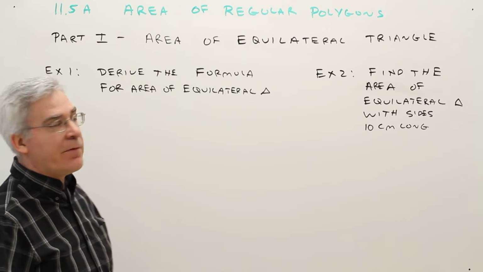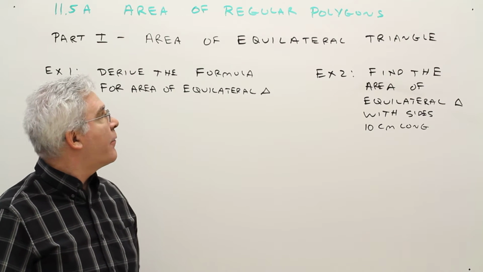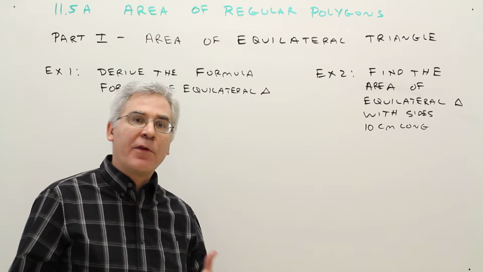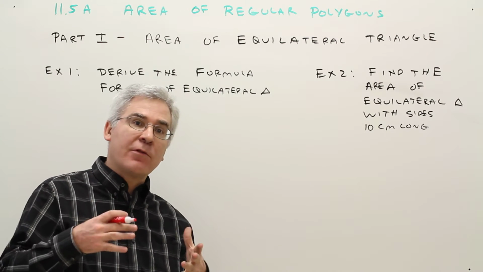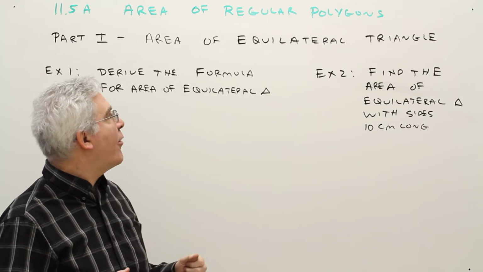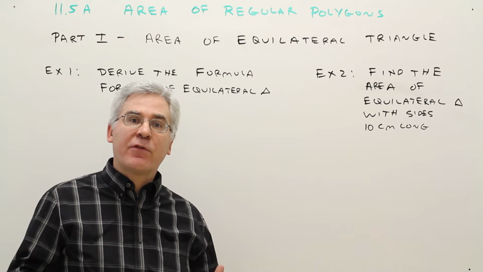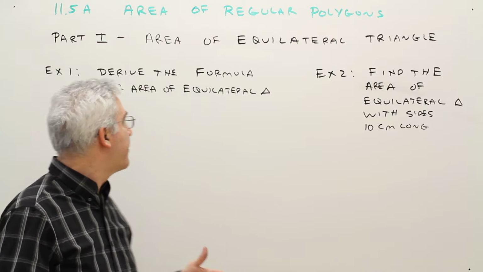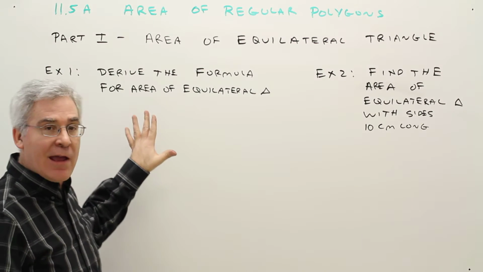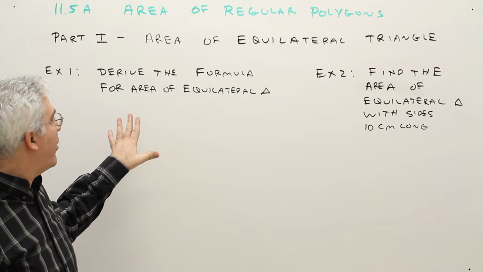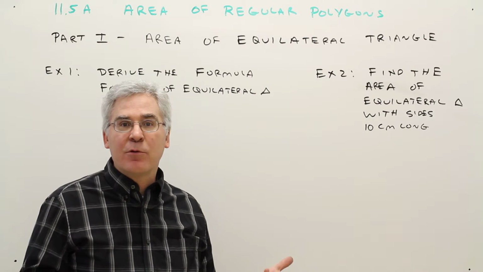Welcome to video 11.5a, area of regular polygons. This lesson is going to have two parts. The first part will be a special case of a regular polygon, the area of an equilateral triangle, and the second part will be more generic. All right, we've got two examples. First example, derive the formula for the area of an equilateral triangle, then in example 2 we'll apply it.